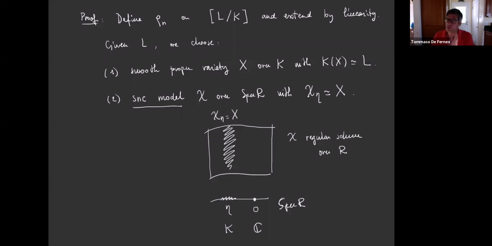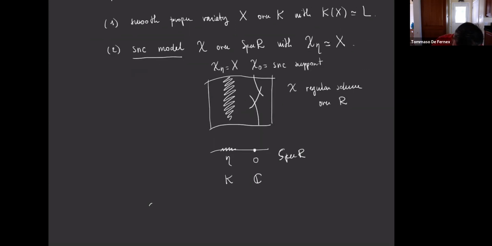Then I want the special fiber. In general, I cannot require it to be smooth. That's just too strong of a requirement. But I can always reduce to a situation in which the central fiber is a divisor with simple normal crossing. So the special fiber will be maybe reduced. We have a simple normal crossing support.